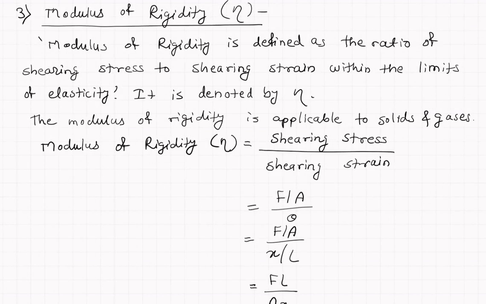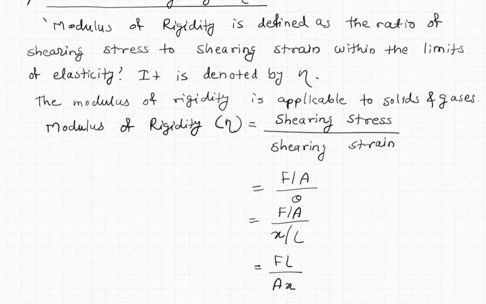The third modulus is the modulus of rigidity, that is eta. Modulus of rigidity is defined as the ratio of shearing stress to shearing strain within the limits of elasticity. It is denoted by eta. The modulus of rigidity is applicable to solids. Modulus of rigidity eta is equal to shearing stress divided by shearing strain, which is equal to F by A divided by theta, or F by A divided by x by capital L, which is equal to capital F into capital L divided by A x.